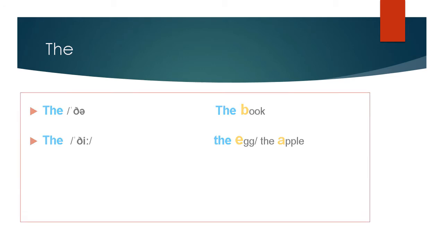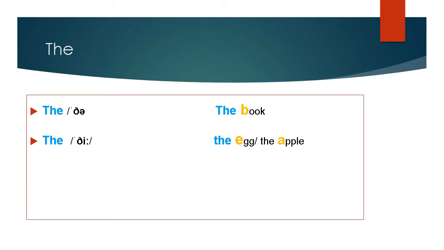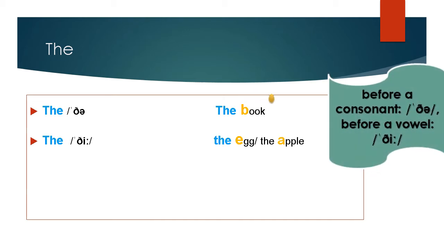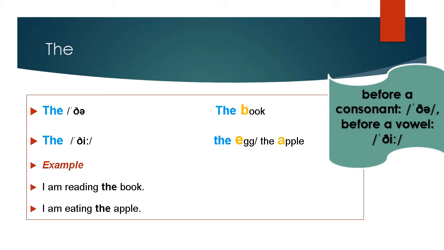Okay, so let's move to the definite article the. The is pronounced in two ways. The and thee. Okay, so it's pronounced the when we have the noun starts with a consonant كيما book. Book يبدأ بالب. So, the book. But when the noun starts with a vowel, for example, the egg, ما نقدرش نقولوا the egg. No, but we say thee egg. Thee apple. Okay, example. I am reading the book. I am eating the apple.